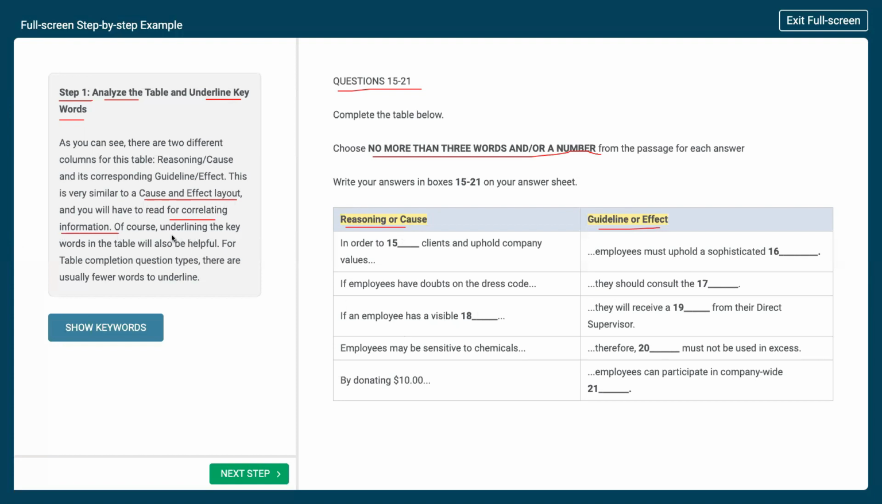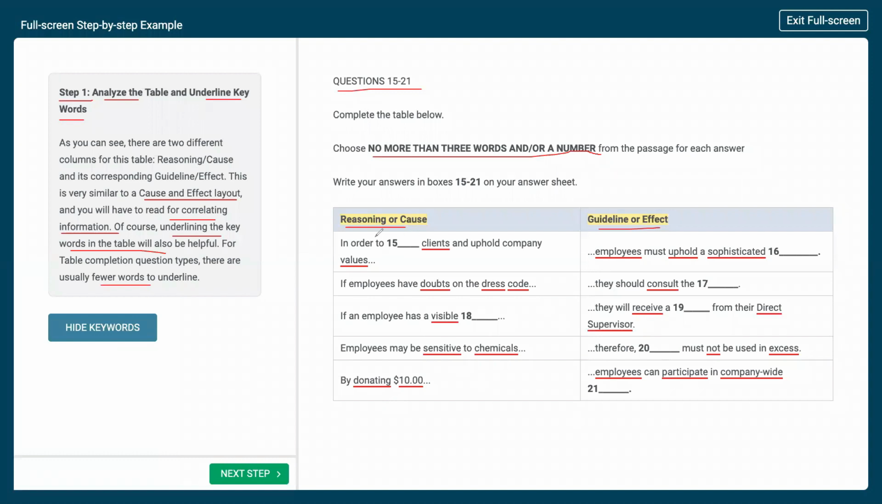But before we do that, underlining the key words in the table will be helpful for us. And usually in the table completion question type, there are fewer words to underline. So if you compare this to the multiple choice question type, you definitely have fewer words to look at and really less preparation work. So keep that in mind. Now, just to move things along, I'm going to show you the keywords now, and we'll look at them together. I'll explain why they were chosen. So here we are with our lovely red underlines, okay?